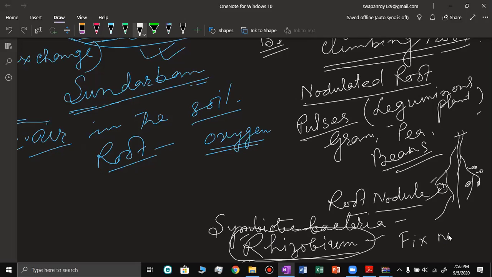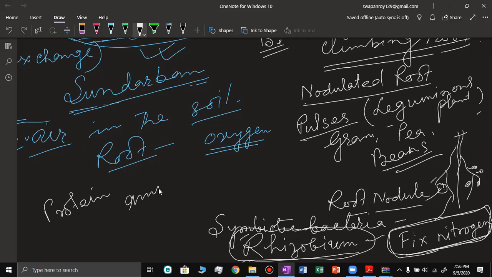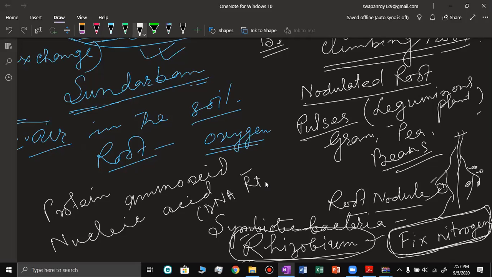from the air. And you know that nitrogen is one of the very important nutrient elements of all living organisms, because nitrogen is a component of protein, amino acids, and the nucleic acids, that is the DNA, RNA, and many other important biomolecules contain nitrogen.